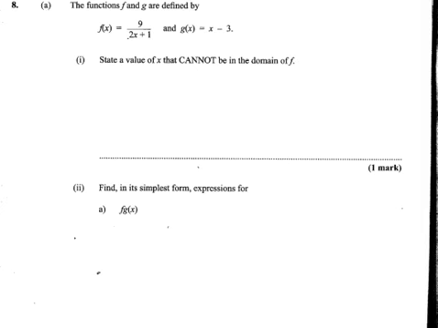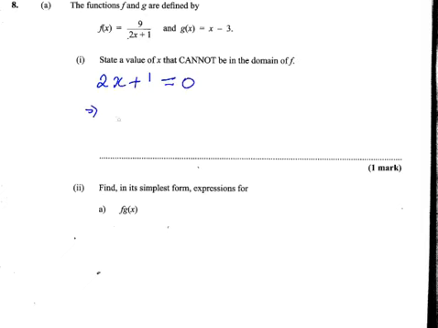All right, so for f, first of all, it is impossible to divide by 0. So any value of x that is going to cause the denominator of f to be equal to 0 is a value of x that cannot be in the domain of f. So to find that value, you must put the denominator equal to 0 and solve the equation. So we're going to have 2x plus 1 is equal to 0.